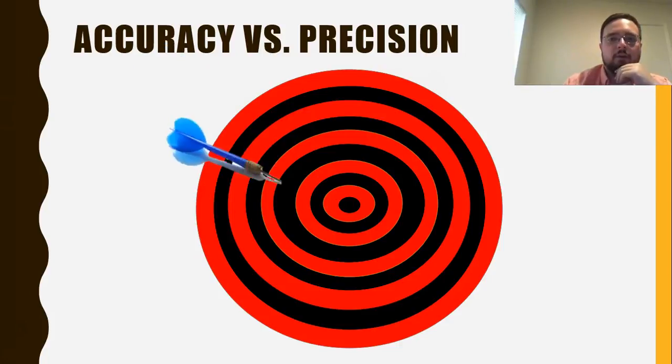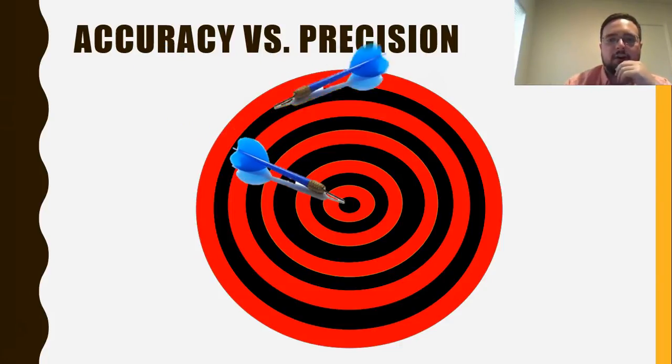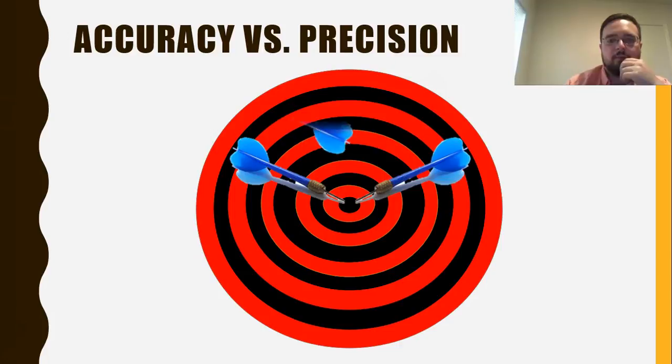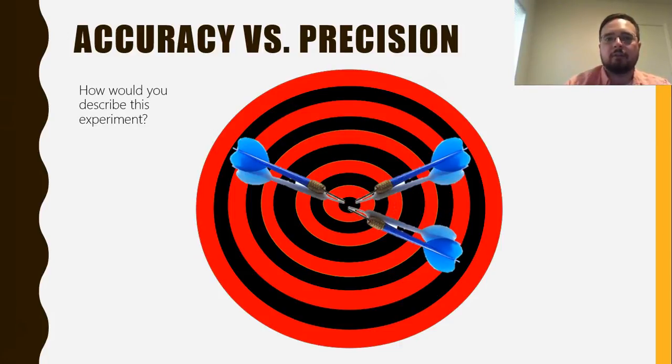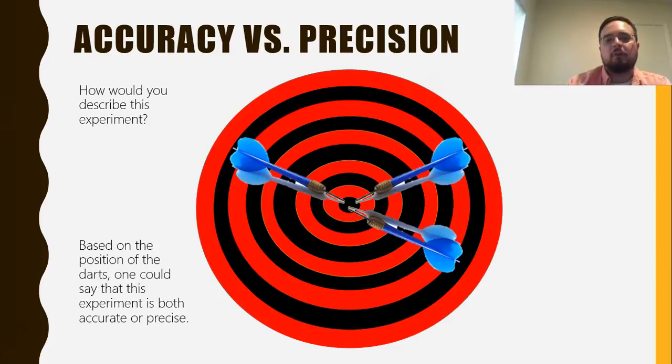So let's take another one. Do a trial, hit the bullseye, do another trial, hit the bullseye, do another trial, hit the bullseye. So right on the money with all three trials. How would we describe this experiment? So take a second. All right. So you can describe this experiment as both very accurate and very precise.